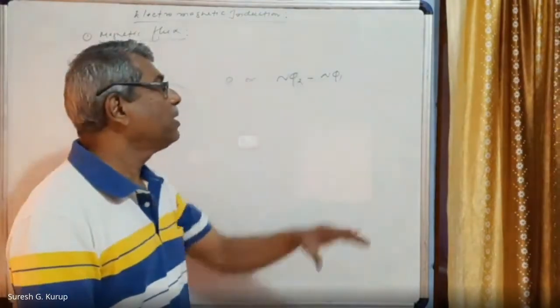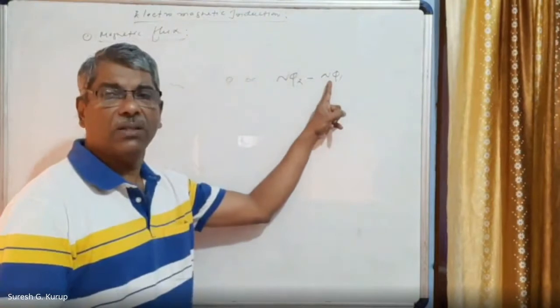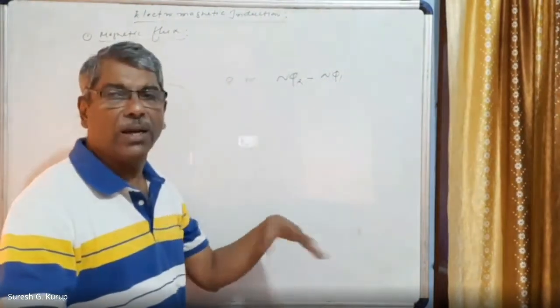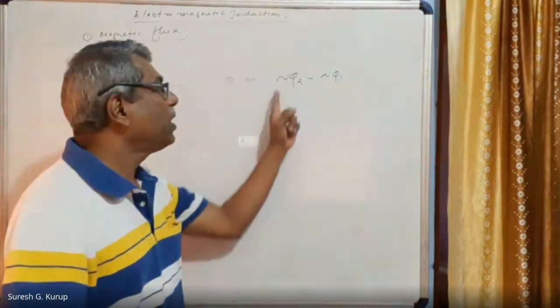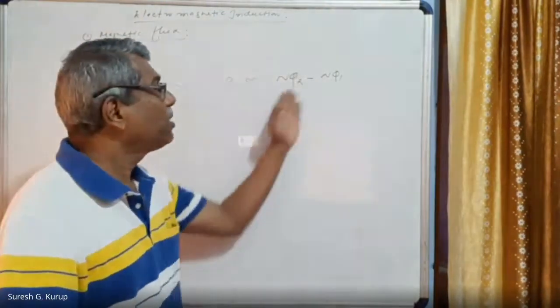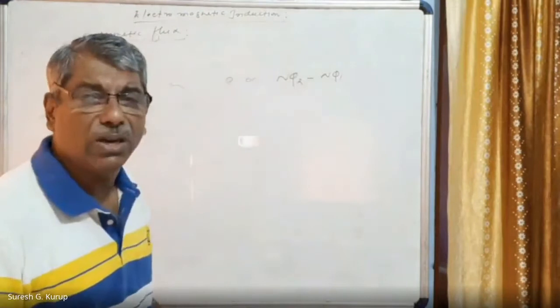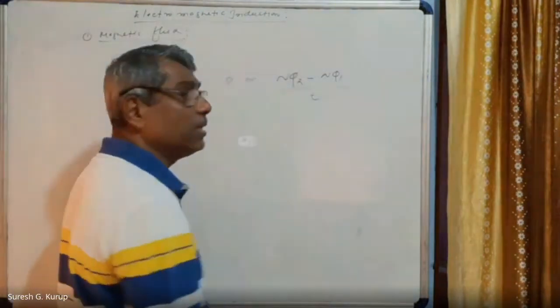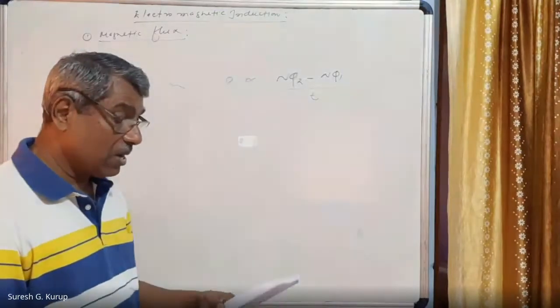Change in flux. Suppose at any instant the flux through the entire coil turns is equal to n phi 1, and at another instant the flux is n phi 2. Then the change in flux is equal to n phi 2 minus n phi 1. Suppose this change takes place in a time t. This is called the rate of change of magnetic flux, right?